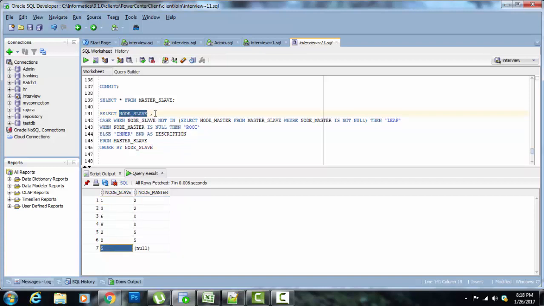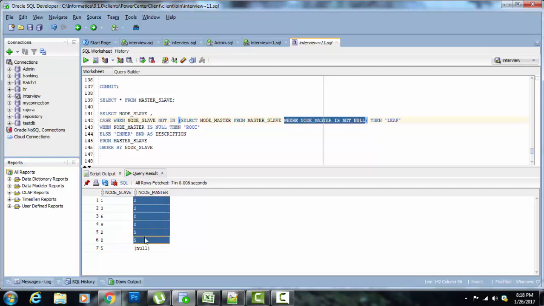Now I need to get the description. In order to get the description, I have written a case statement. So let's understand the case here. When the node slave not in the node master column except the null value, because the null is a root, that is the reason I have written where node master is not null. So when these values are not present in node master column, then obviously they are leaf.